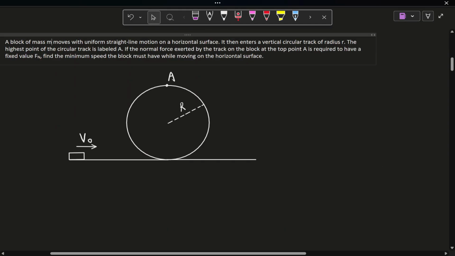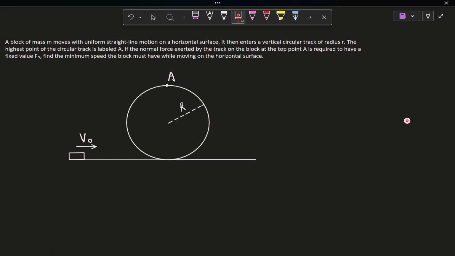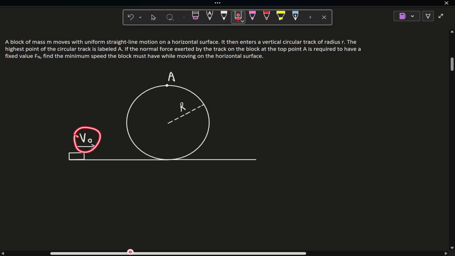Alright, now let's combine the ideas of conservation of energy with circular motion we learned previously. A block of mass m moves with uniform straight line motion on a horizontal surface, and then enters a vertical circular track of radius r. The highest point of the circular track is labeled A. If the normal force exerted by the track on the block at the top point A is required to have a fixed value of Fn, find the minimum speed the block must have while moving on the horizontal surface. So we are trying to solve for v.